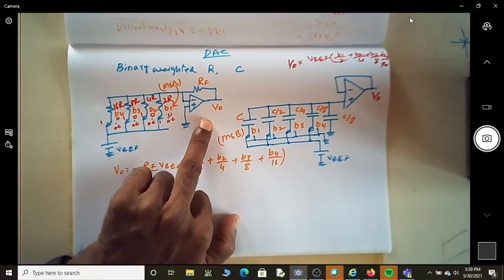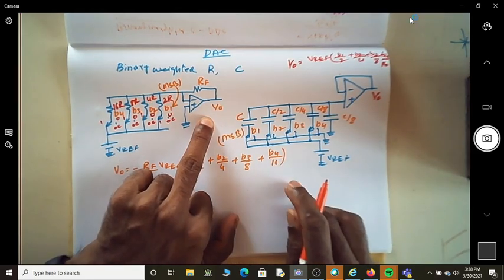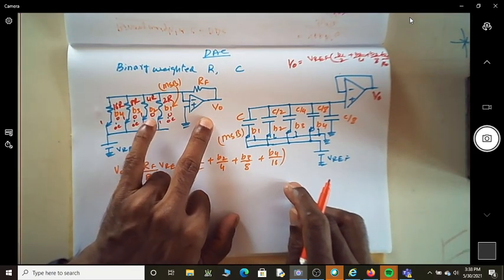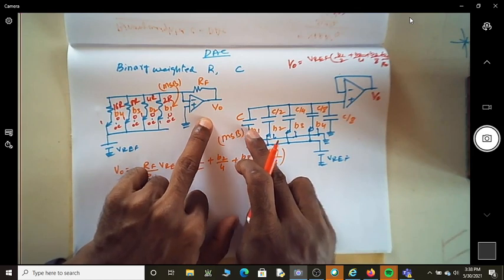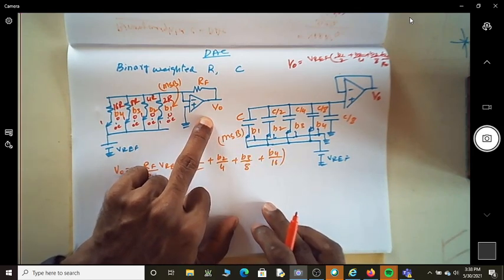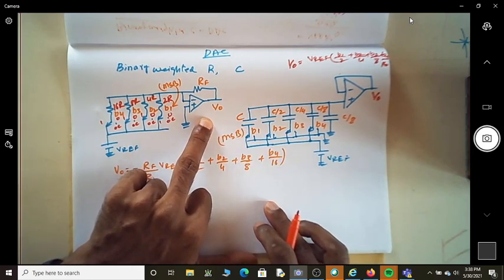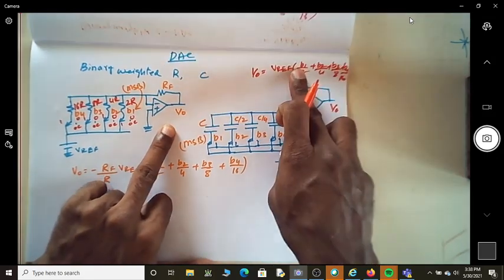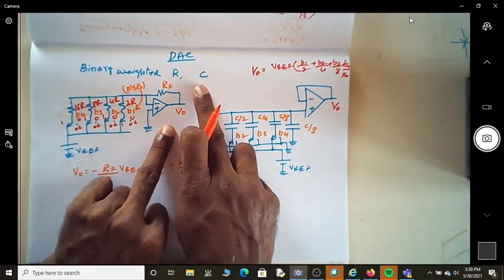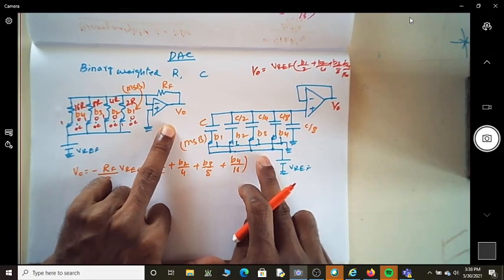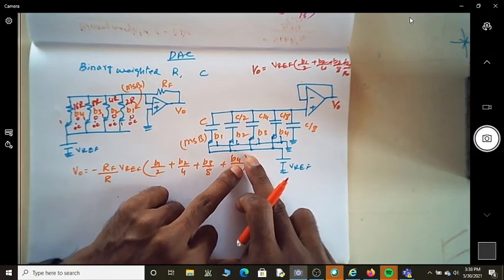So they thought of realizing these binary weighted values using something other than resistors. They went to capacitors, because realization of a capacitor is far easier in VLSI circuits than resistors. So this is the binary weighted C DAC circuit. This is again for 4 bit.